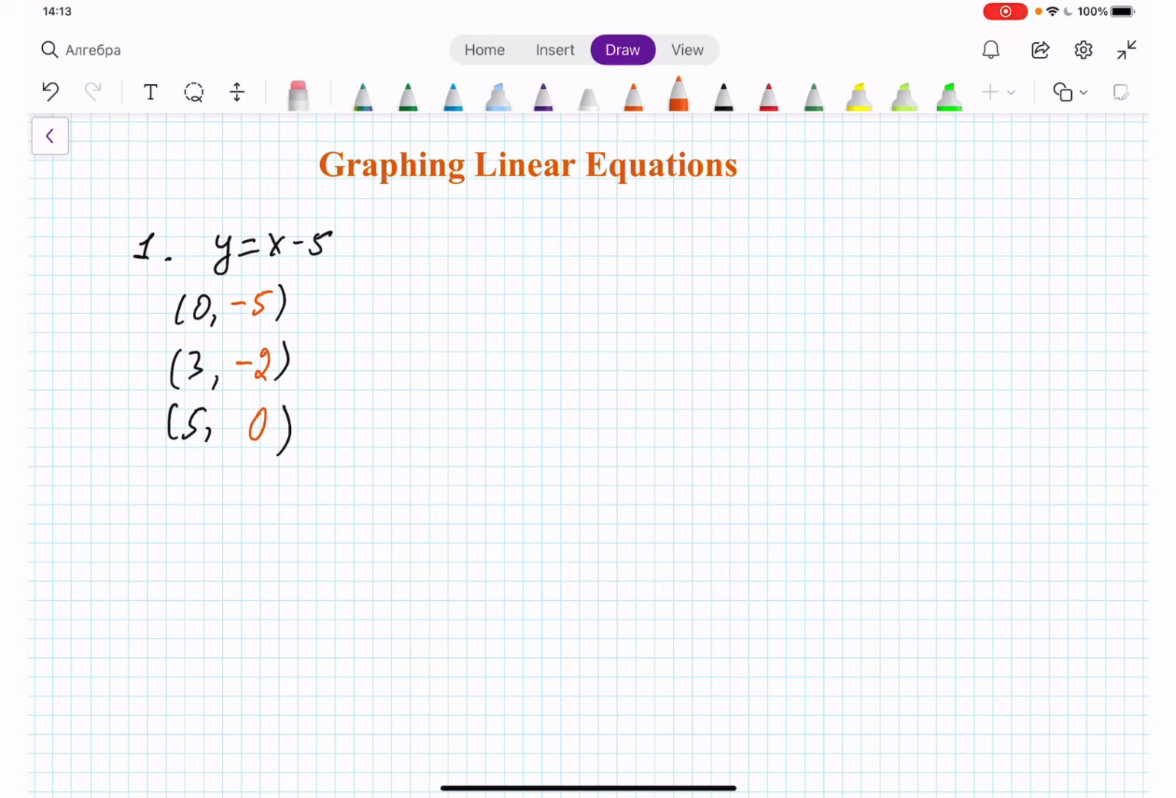So now we need to draw the graph based on these points. So x is 0, y is negative 5. We are getting 1, 2, 3, 4, 5. So here it is, right? This is the first point. Second one, 3 and negative 2. Let me see. 1, 2, 3 and negative 2.